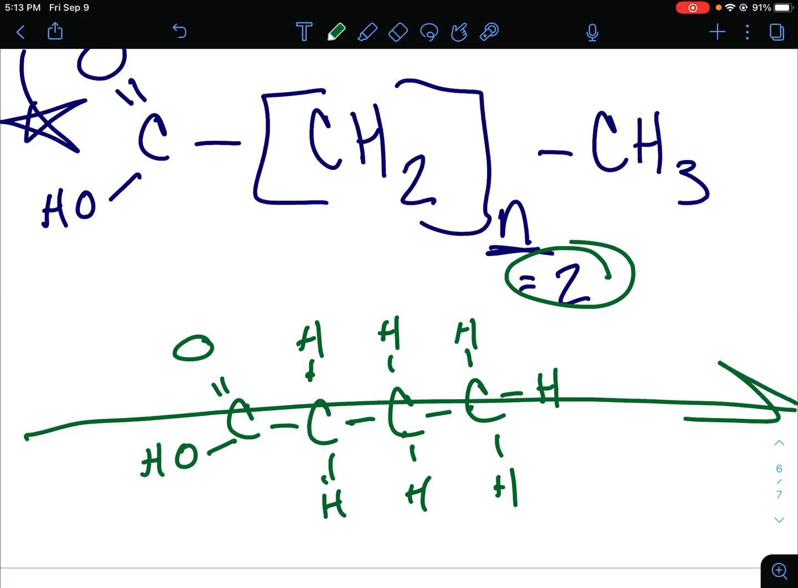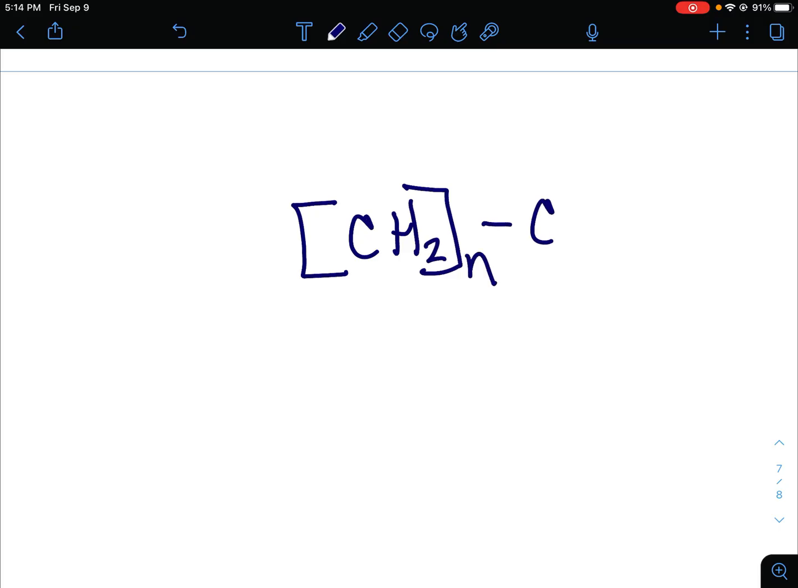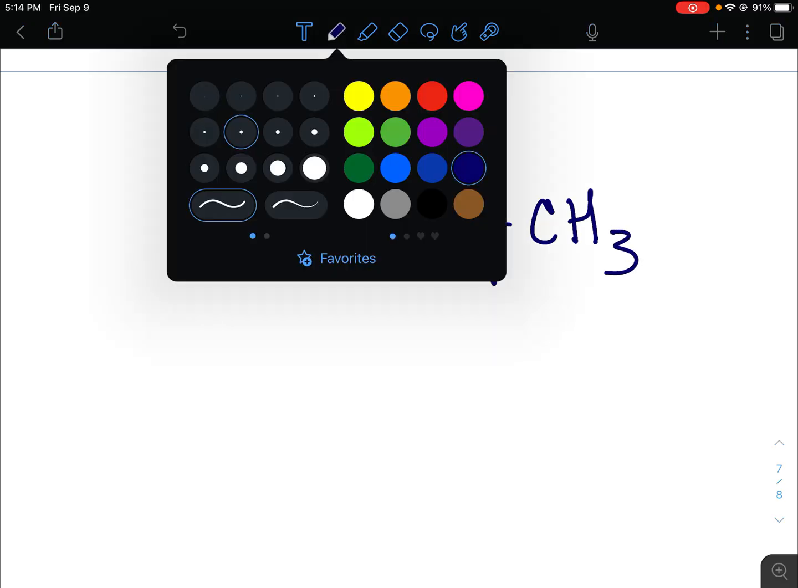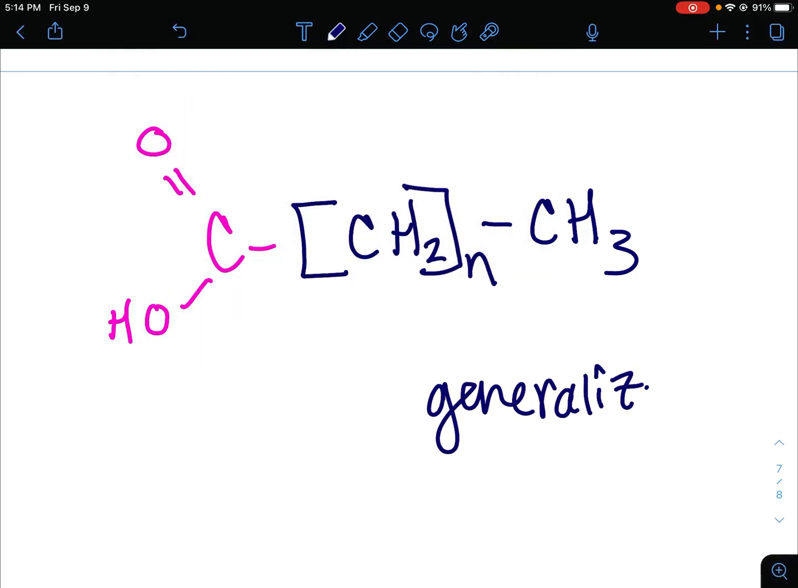So hopefully you understand. If you don't, talk to me on Monday or whenever, and I'll go over it. But again, I'm going to draw the one that you would need to draw in your box so that you know your carbon backbone is CH2 in brackets with an N connected to a CH3 with the functional group of a carboxyl. So that is your generalized fatty acid.